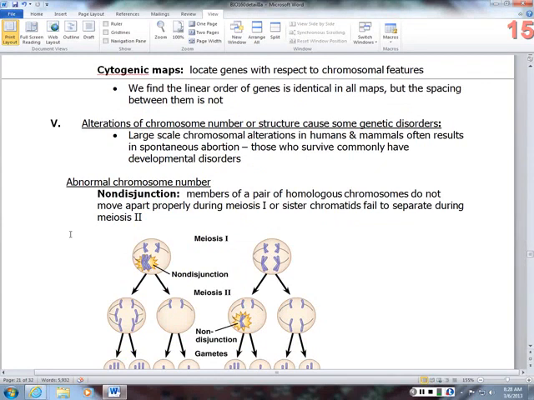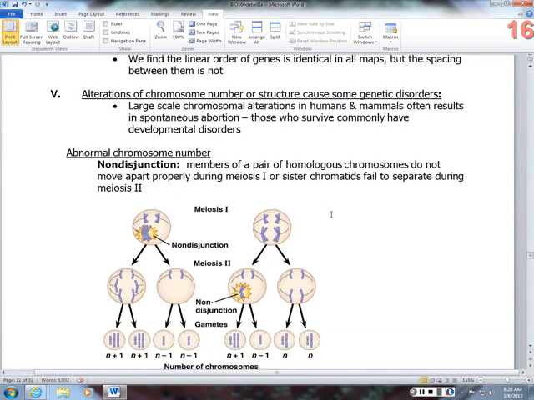So what if we alter the number of chromosomes? This is not going to be a good thing for any living thing. That is something that we're pretty sensitive to. There's a very low survival rate with it. Large-scale chromosomal alterations in humans and mammals usually result in spontaneous abortion. And those who do survive are commonly going to have developmental disorders.